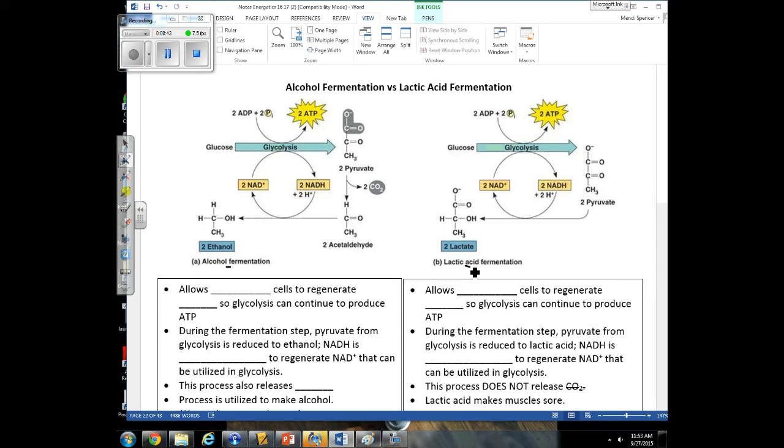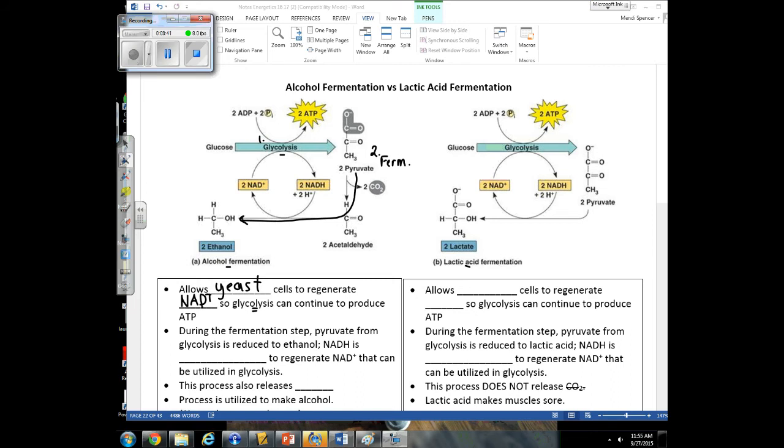So again, if a cell is doing alcohol fermentation, then it's most likely a yeast cell, and yeast cells are doing that because they have to be able to regenerate NAD+, so that glycolysis can occur to produce ATP molecules. So this diagram is showing you glycolysis, step 1, and then over here is step 2. This is where it's showing you the fermentation process. You can see that the pyruvate molecules are eventually going to be reduced, forming ethanol or alcohol.